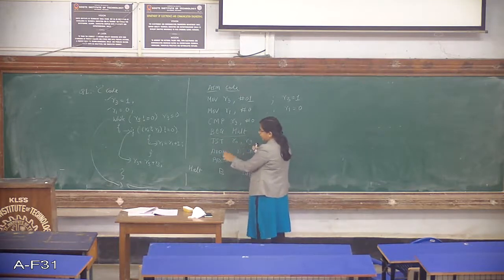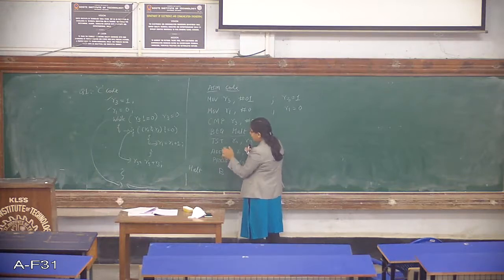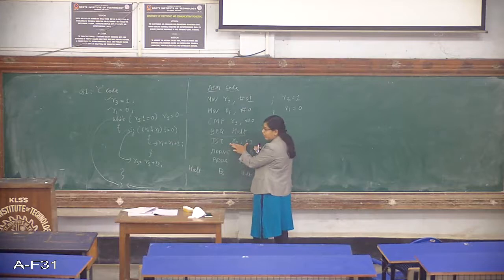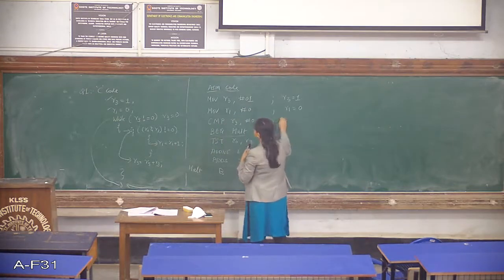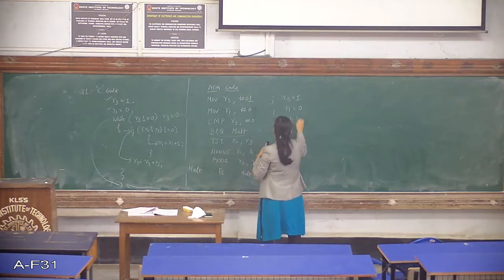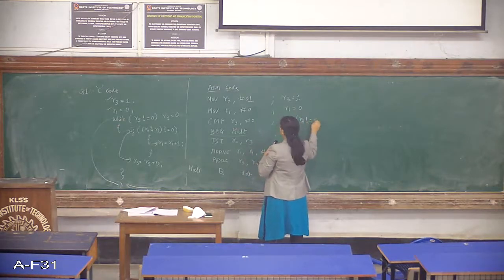Okay. Next instruction is ADDNE. Why do we have ADDNE here? If these two were not equal, what are you going to perform here? Okay, I'll just mention here. This is nothing but for your while R3 not equals 0 part.